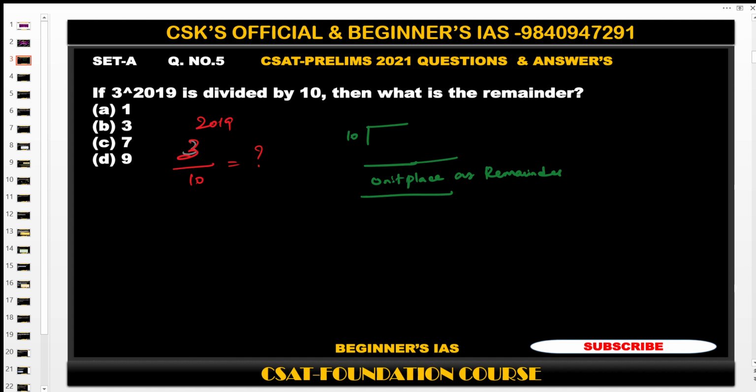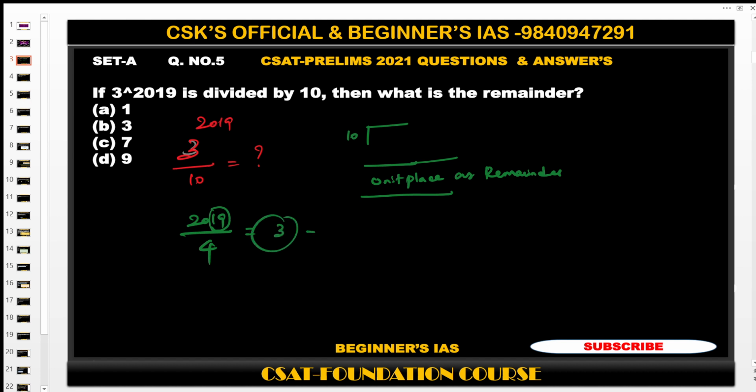So I will tell you the first method. This is the power 2019. This can be divided by 4 so that you get the equivalent power. So the remainder of this one: when you divide with 4, what is the divisibility by 4? The last two digits are divisible by 4. So 16 divides, so the remainder here is 3.